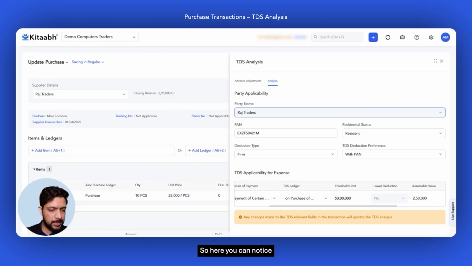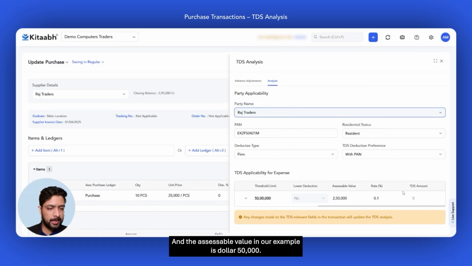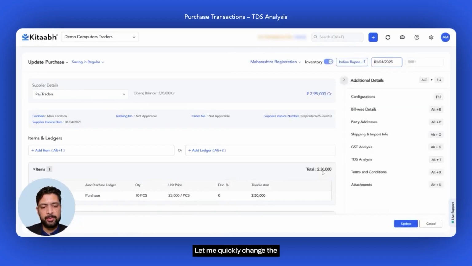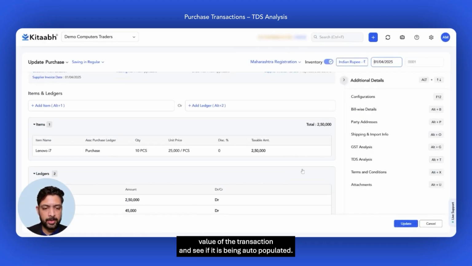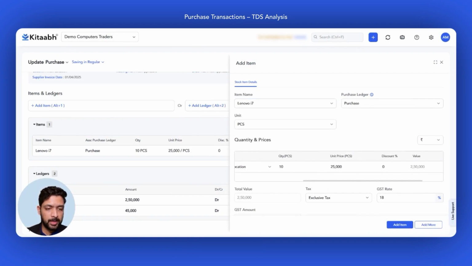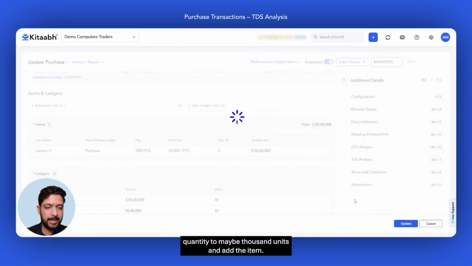So here you can notice that the threshold limit is 50 lakhs, and the assessable value in our example is 2,50,000. So there is no TDS amount here. Let me quickly change the value of the transaction and see if TDS is being auto-populated. Let me just change the quantity to maybe 1000 units and add the item.